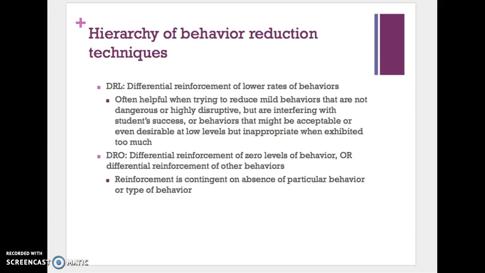We also have DRL, which is differential reinforcement of lower rates of behavior, so often helpful when trying to reduce mild behaviors that are not dangerous or highly disruptive, but are interfering with student success, or behaviors that might be acceptable or even desirable at low levels, but inappropriate when exhibited too much. So we think of sometimes the disruptive behaviors, or tend to think of those as annoying behaviors. DRO is differential reinforcement of zero levels of behavior, or differential reinforcement of other behaviors. So this is when reinforcement is contingent on the absence of a particular behavior or type of behavior, so not exhibiting that behavior at all.